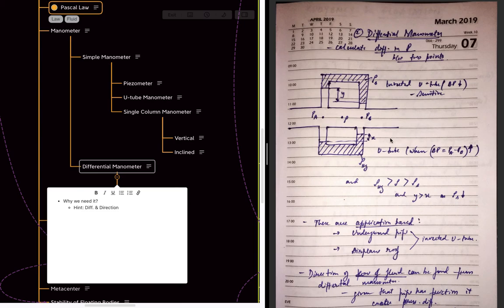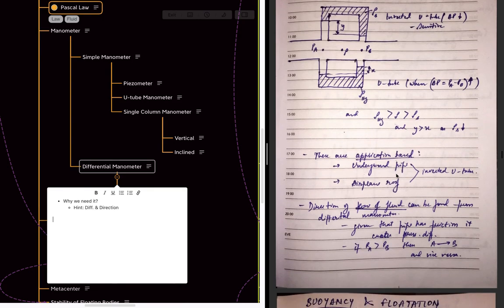And these are used on an application basis. For example, for underground pipes or aeroplane roofs, they use the inverted U-tube because the fluctuation is high and the pressure is quite low.